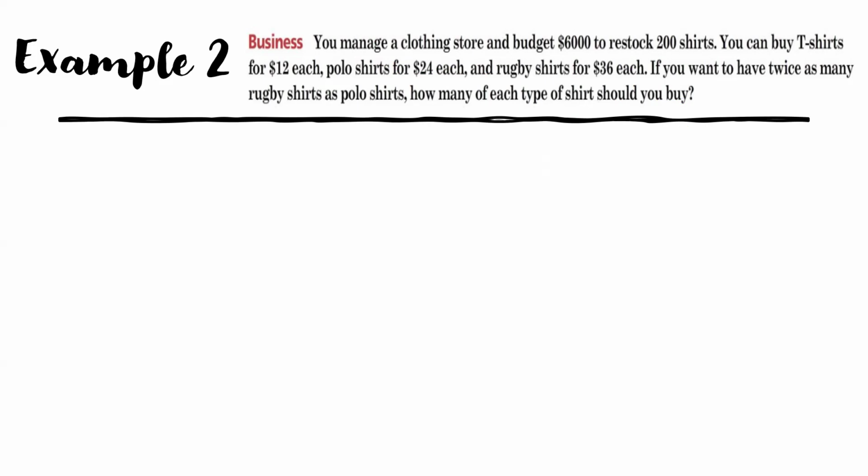Okay. Just like any other time when you read a word problem, you need to identify your unknowns, right? What are your variables? So our variables here, we have t-shirts, and we can let that be our x, right? So we can let x equal t-shirts. We have polo shirts, and we can let that equal our y. And we have rugby shirts, and we can let that equal our z.